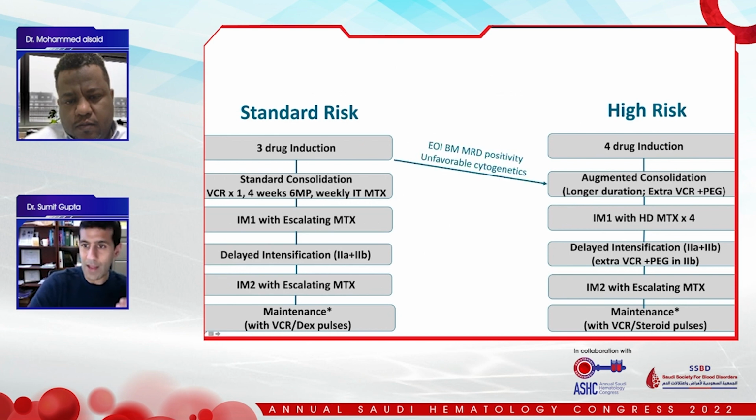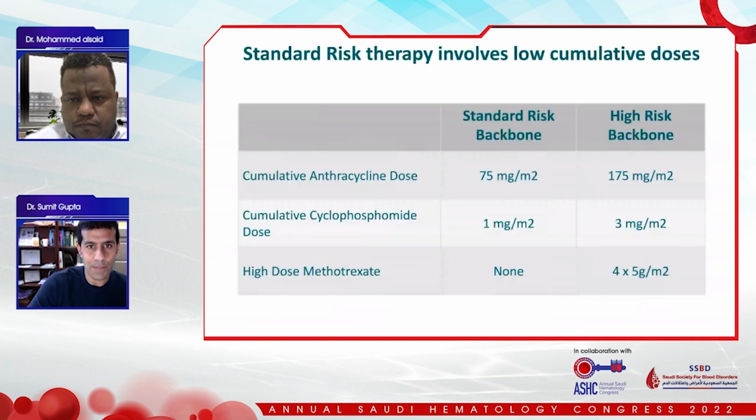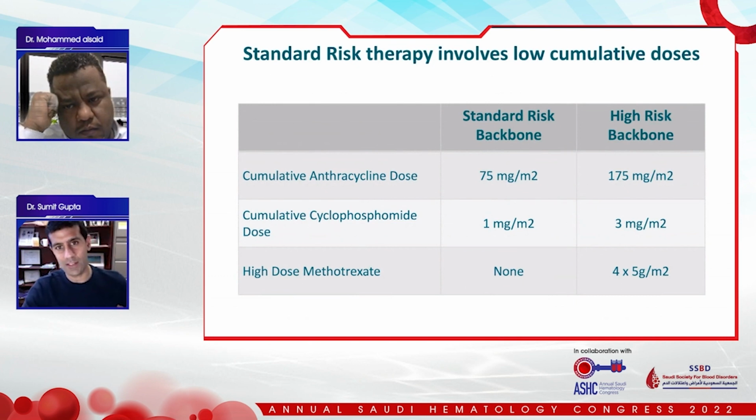On the other hand, children who are NCI high risk or who have high risk features at the end of their standard risk induction get moved over to high risk therapy, which you can see here, which is substantially more intensive, even more intensive than, say, BFM treatment, at least in terms of consolidation, for example. Again, to drive the point home, comparing these two backbones, if you are a child who gets COG standard risk therapy, you get a cumulative dose of 75 milligrams per meter squared of anthracycline, 1 gram of cyclophosphamide, and no high-dose methotrexate.